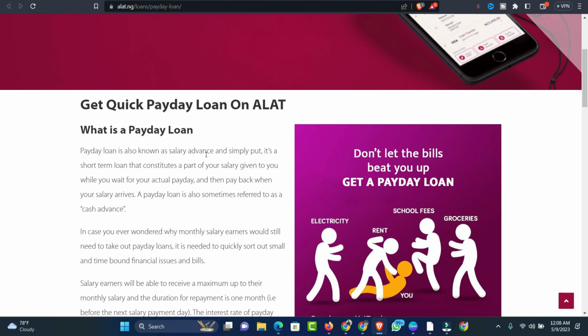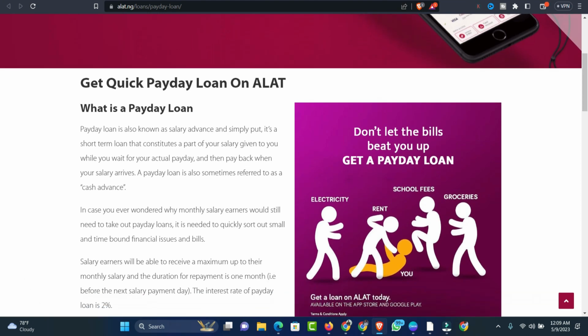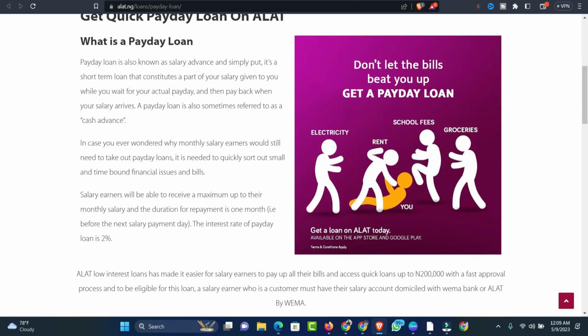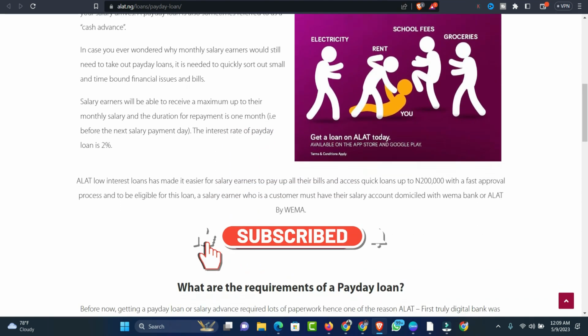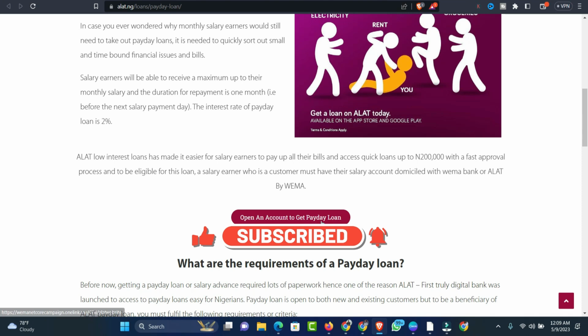simply put, it's a short-term loan that constitutes a part of your salary given to you while you wait for your actual payday, and then you pay back when your salary arrives. So that is strictly what a payday loan is all about. You can also read through how to go about it: open an account to get a payday loan.